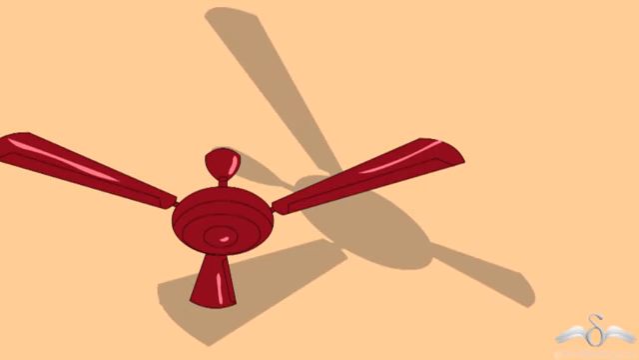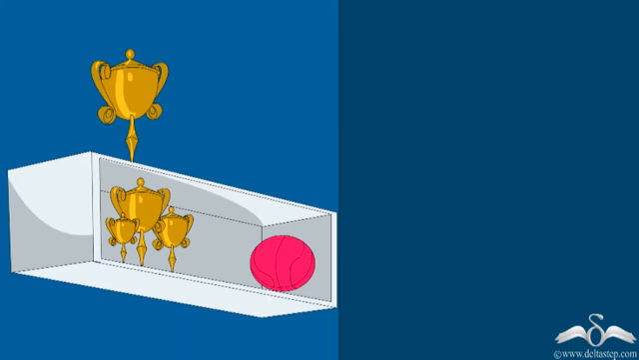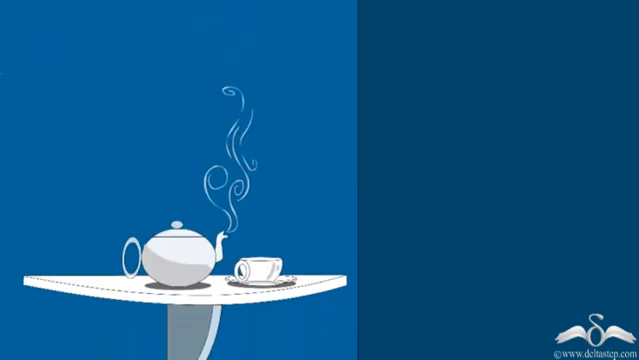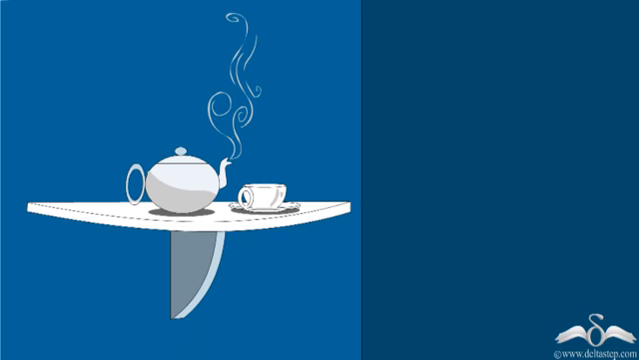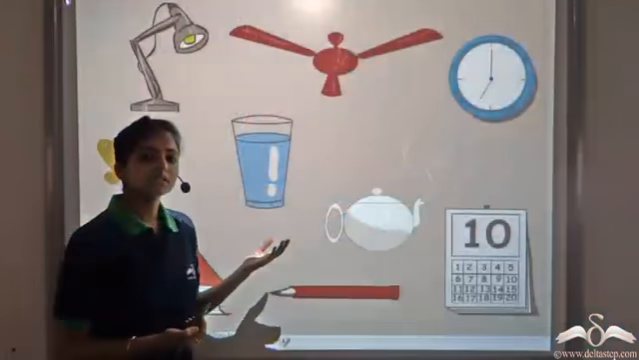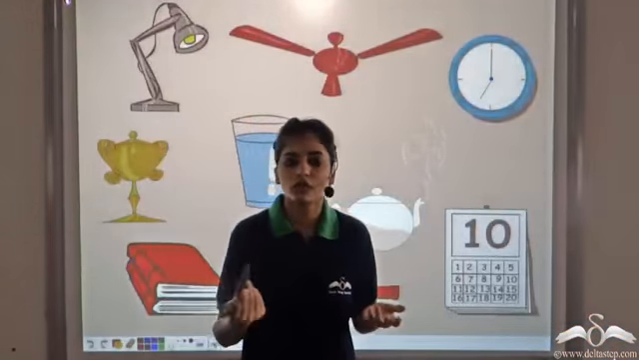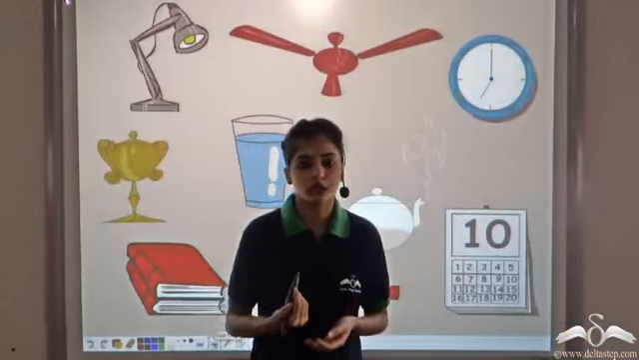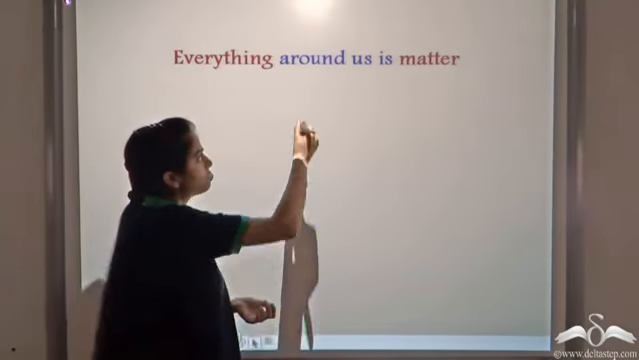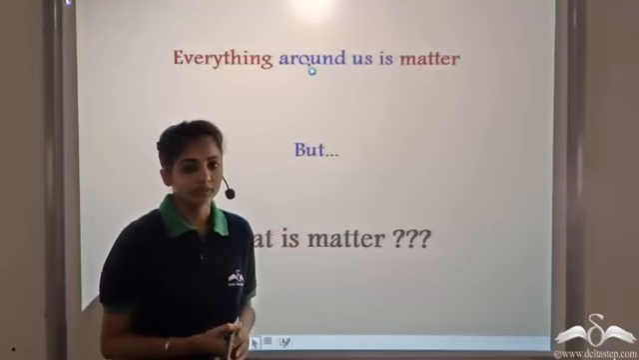There would be a fan on your ceiling. There might be a shelf of trophies and balls, steam coming out of a hot teapot, and so on. So these are the different things that you might see all around you. So everything that you see around you is matter. Matter is everything that is around us. But what is matter? Let's see.